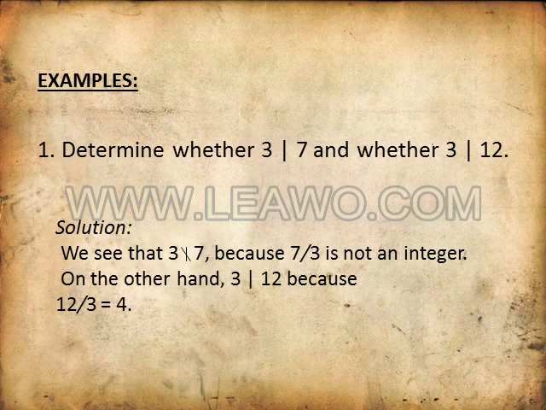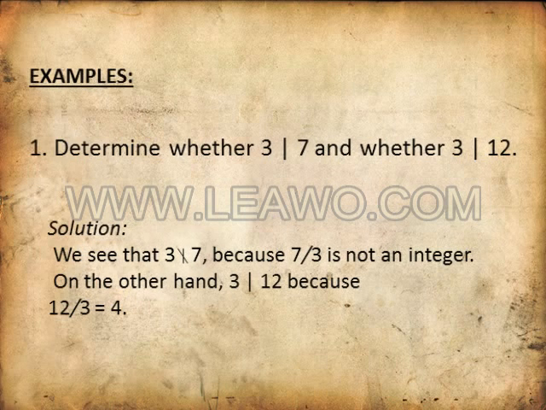Examples. Determine whether 3 divides 7 and whether 3 divides 12. We see that 3 does not divide 7 because 7 divided by 3 is not an integer. On the other hand, 3 divides 12 because 12 divided by 3 is equal to 4.